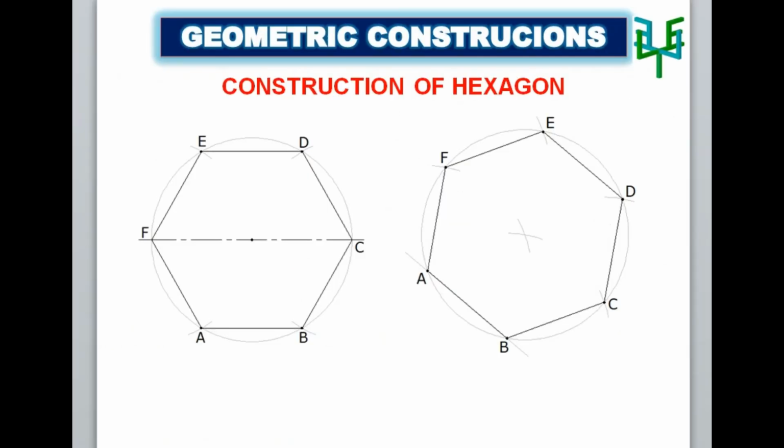Construction of hexagon. Hexagon is a six-sided polygon. The included angle between sides of hexagon is 120 degrees. For constructing a hexagon with two sides horizontal, draw a horizontal axis. In the compass, measure the side of the hexagon.